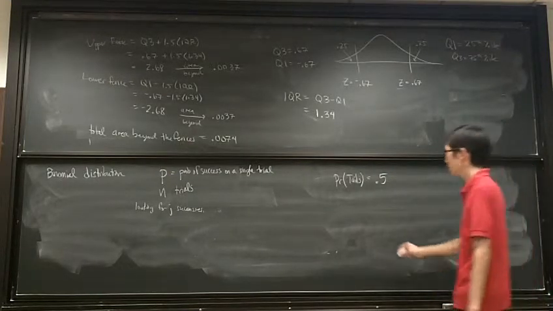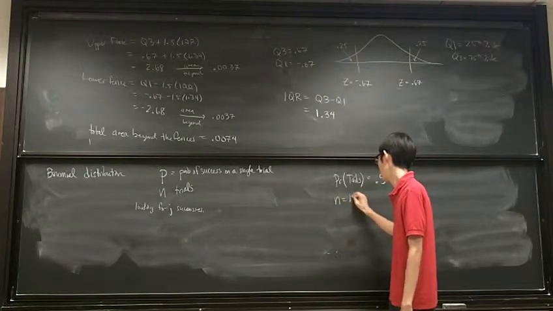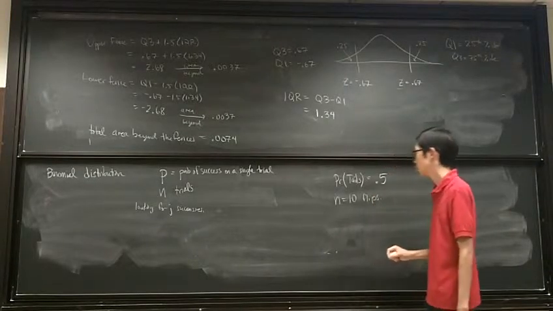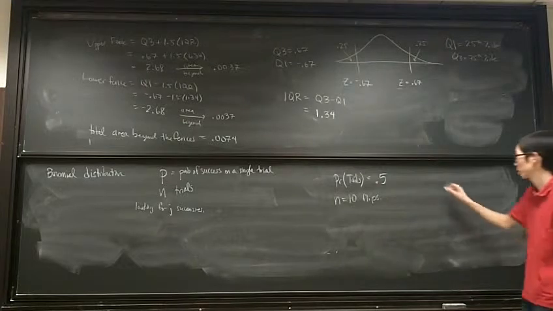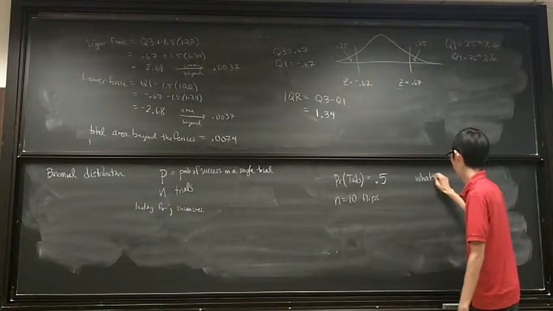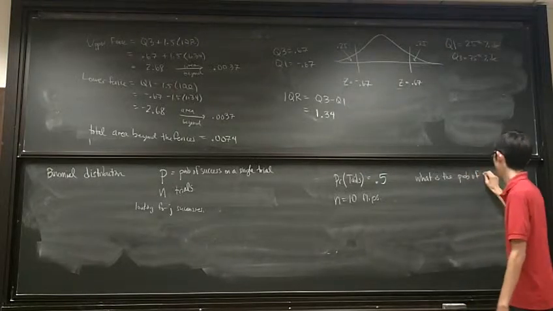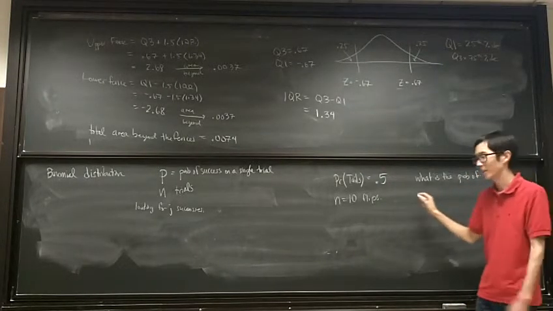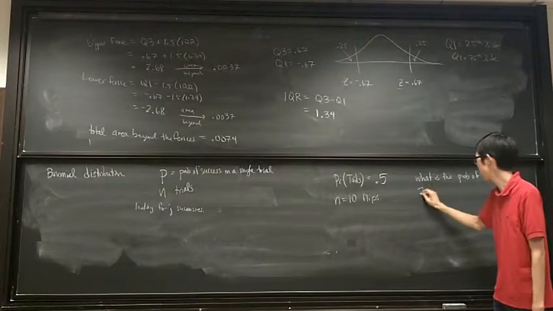And so, let's say we play 10 games, 10 flips. What is the probability of winning 7 or more times? See, this is what got me in trouble, right? No, I didn't actually get in trouble with it. Probability of winning 7 or more times.